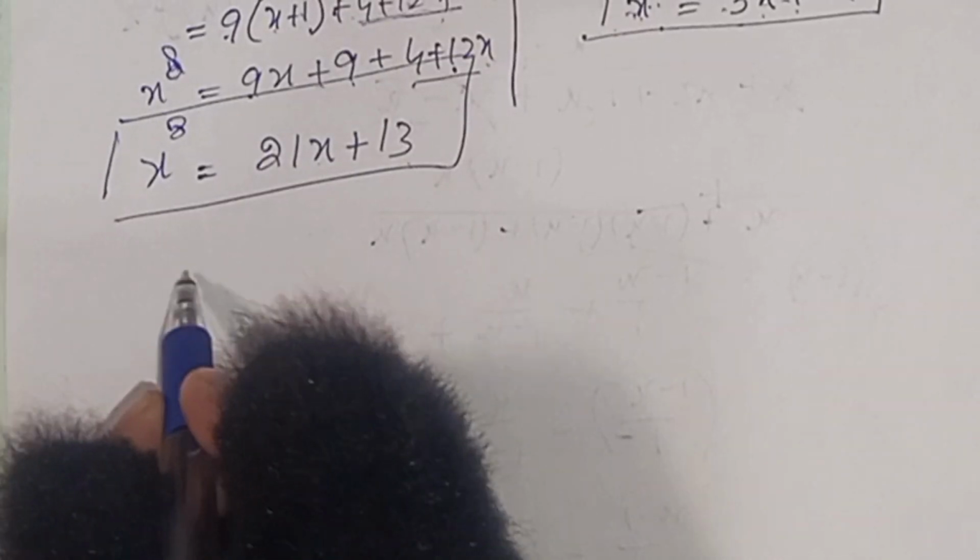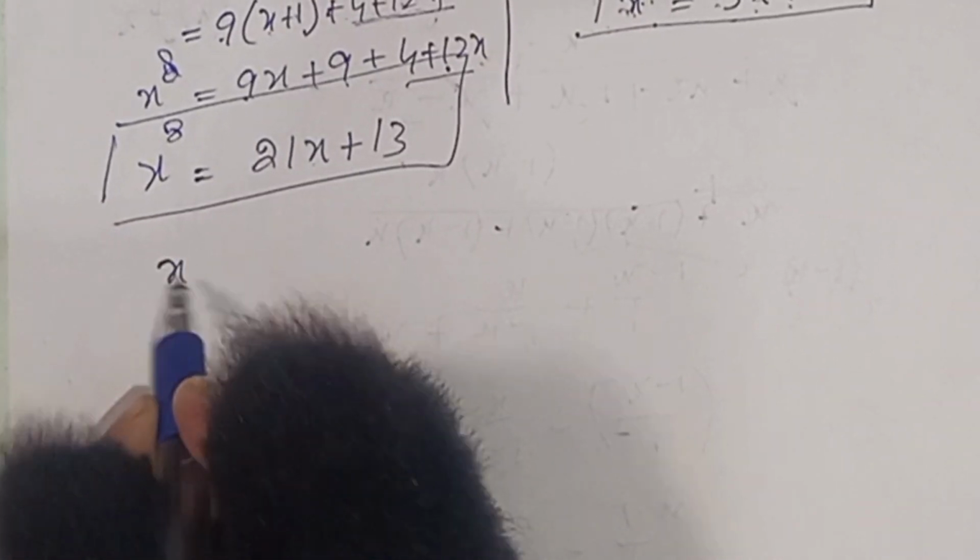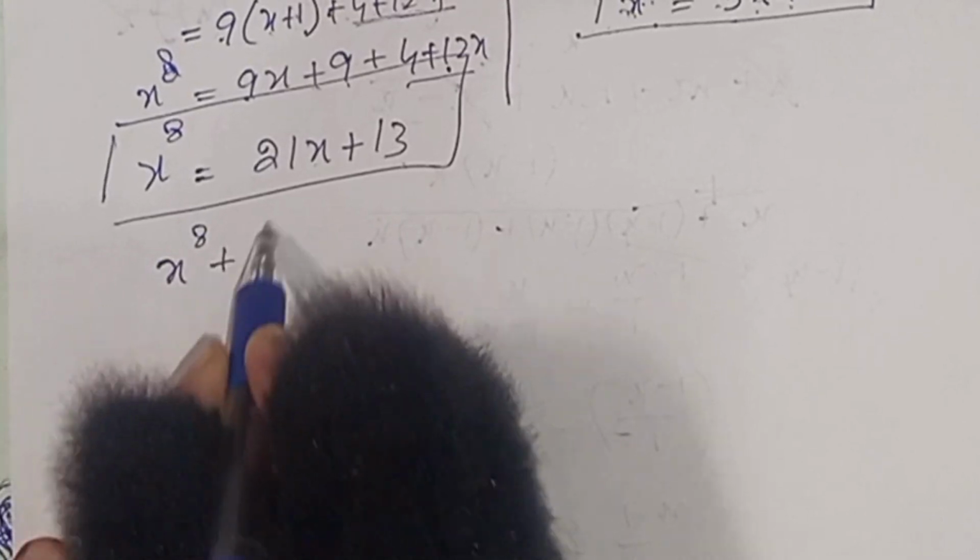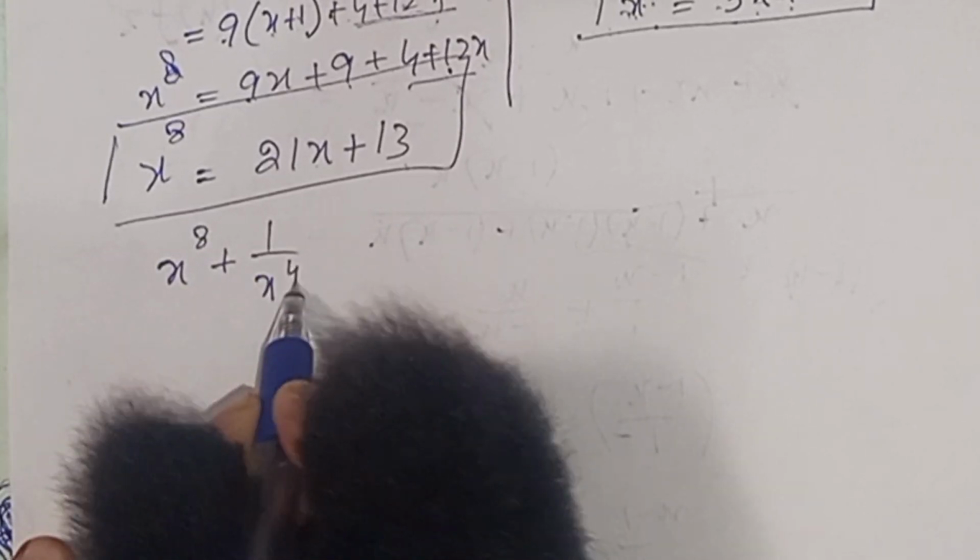Now we find the value of x raised to the power 8 plus 1 over x raised to the power 4.